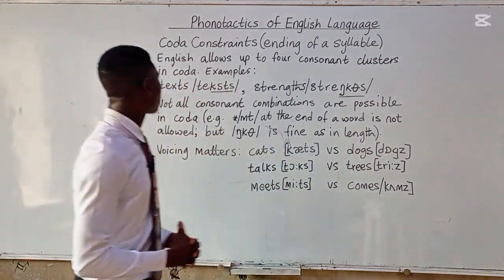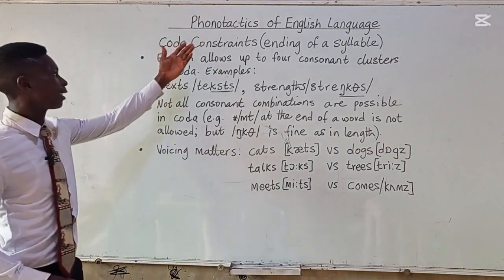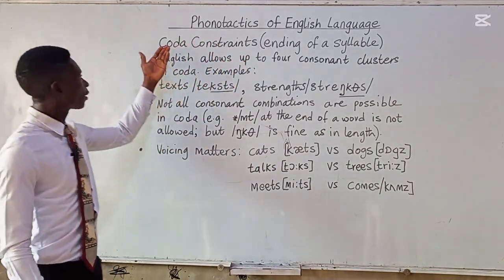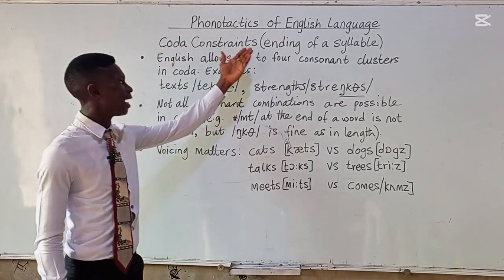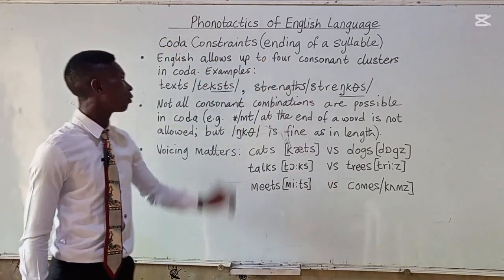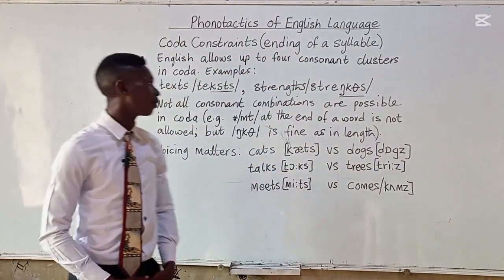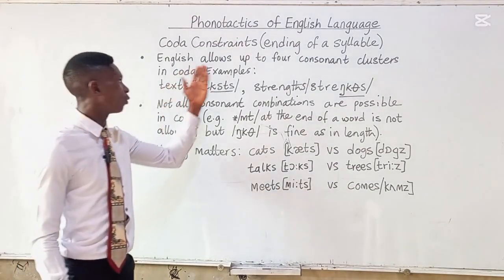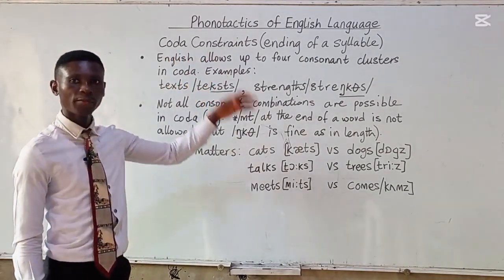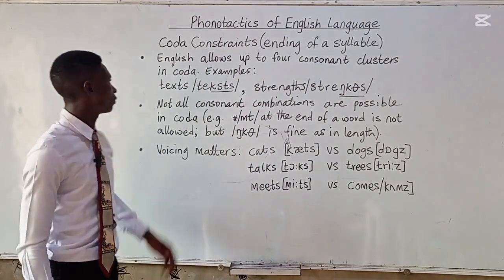Now, let's look at it. We have the phonotactics of the English language: coda constraints, the ending of a syllable. So, coda suggests the ending of a syllable. Right, so what is the first rule when it comes to the final position of a syllable?